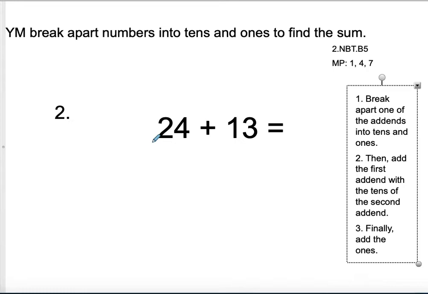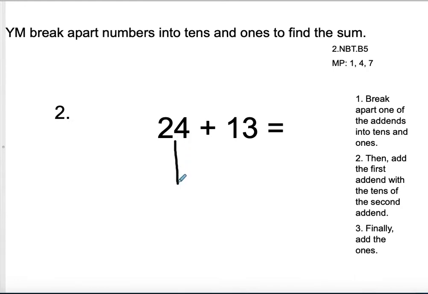Look at problem number 2. See if you could start problem number 2 and finish. Pause the video. So once again, I do not have to break apart 24 and 13 to add 24 plus 13. I could keep 24, and all I have to do is break apart 13 into tens and ones. So I know there is 1 ten and 3 ones.